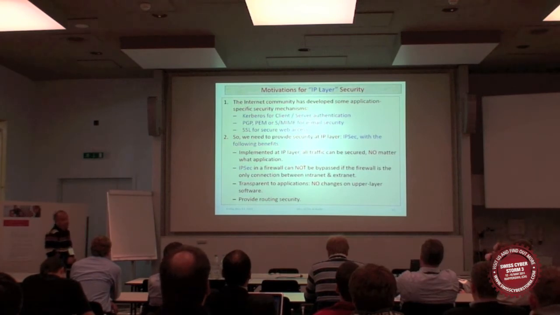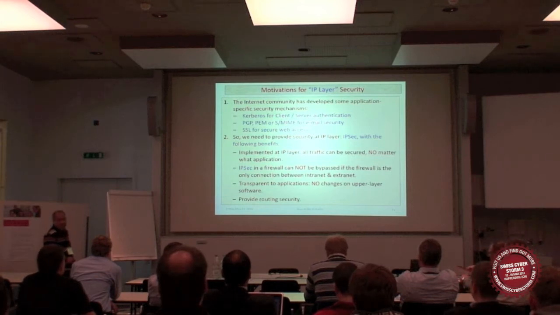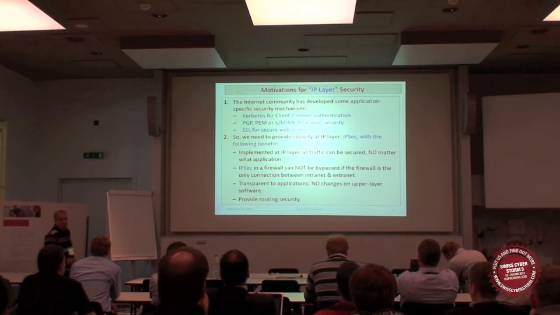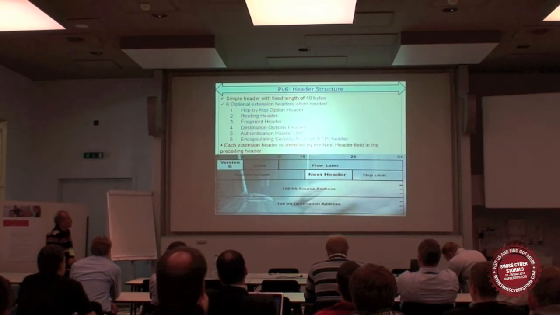It is implemented at the IP layer, where all the traffic can be secured no matter what the application is. IPsec in a firewall cannot be bypassed if the firewall is the only connection between intranet and extranet. It is transparent to applications, with no changes to the upper layer software, and it provides routing security. You will see all these details very shortly.